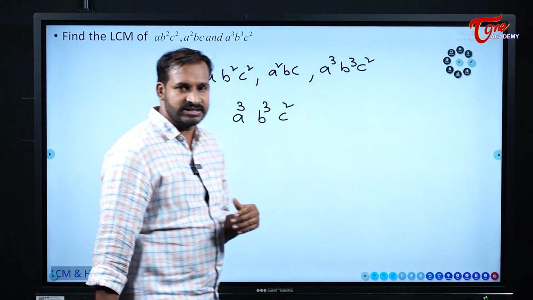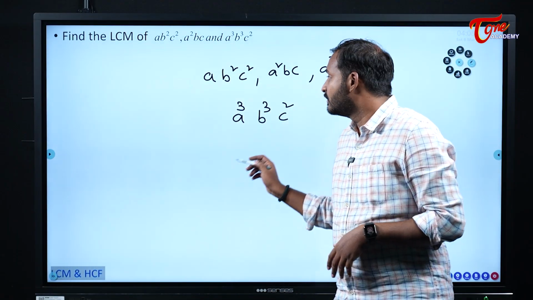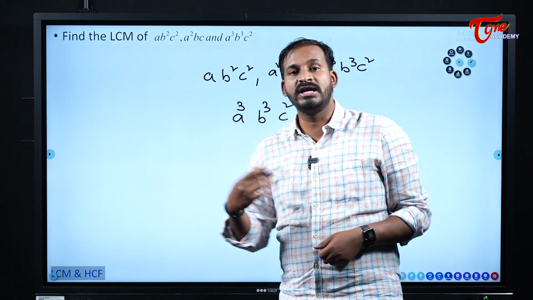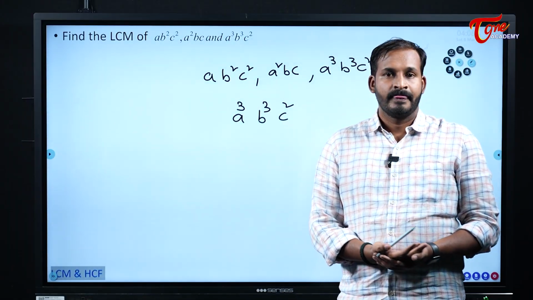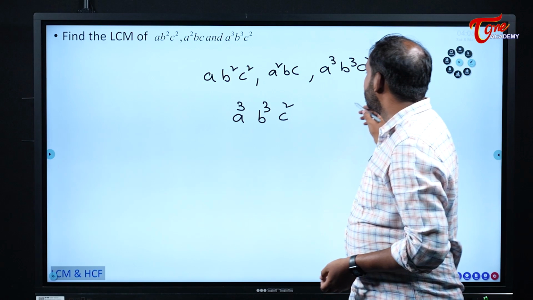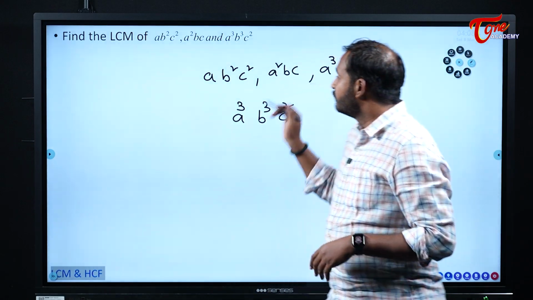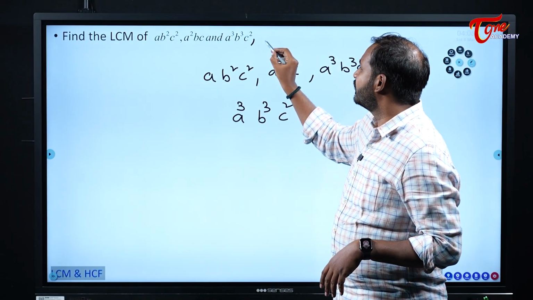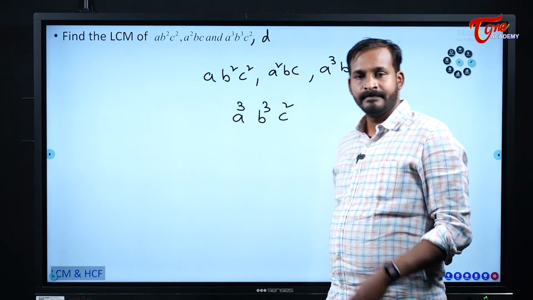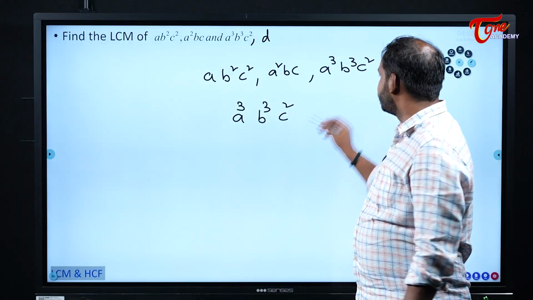Only C square is the highest one. So directly we are going to take the LCM. For example, for the same question, if they asked us what is the HCF, then we will take the variables which are only common. See, for example, continuing to this, if I take one more term something like D, I need to find the LCM of this one also.